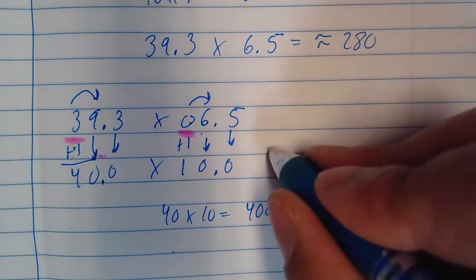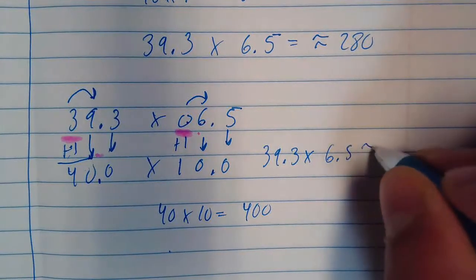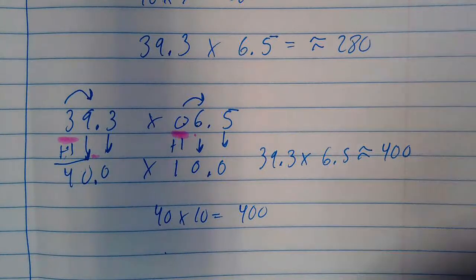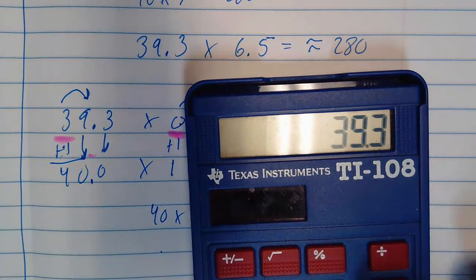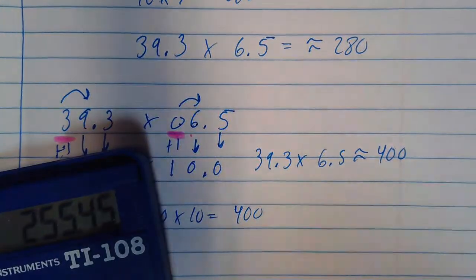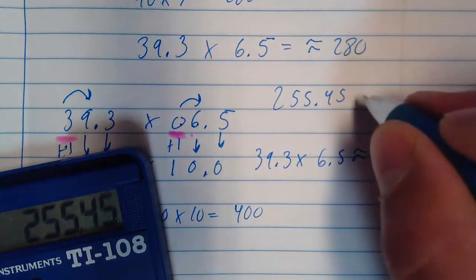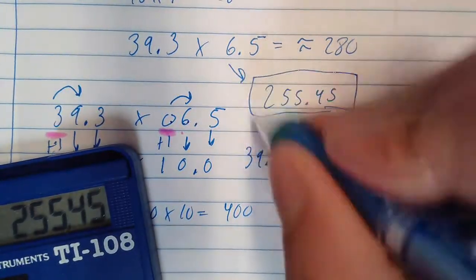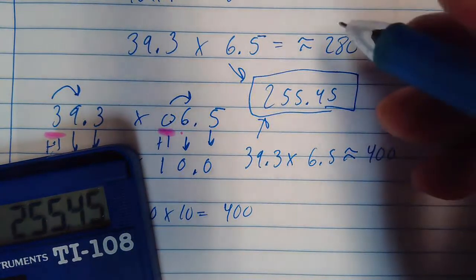So you're saying with this one, 39.3 times 6.5 is approximately 400? Well, that can't be right. If you actually do the math, 39.3 times 6.5, the actual answer is 255. And let's think of money. $255.45.